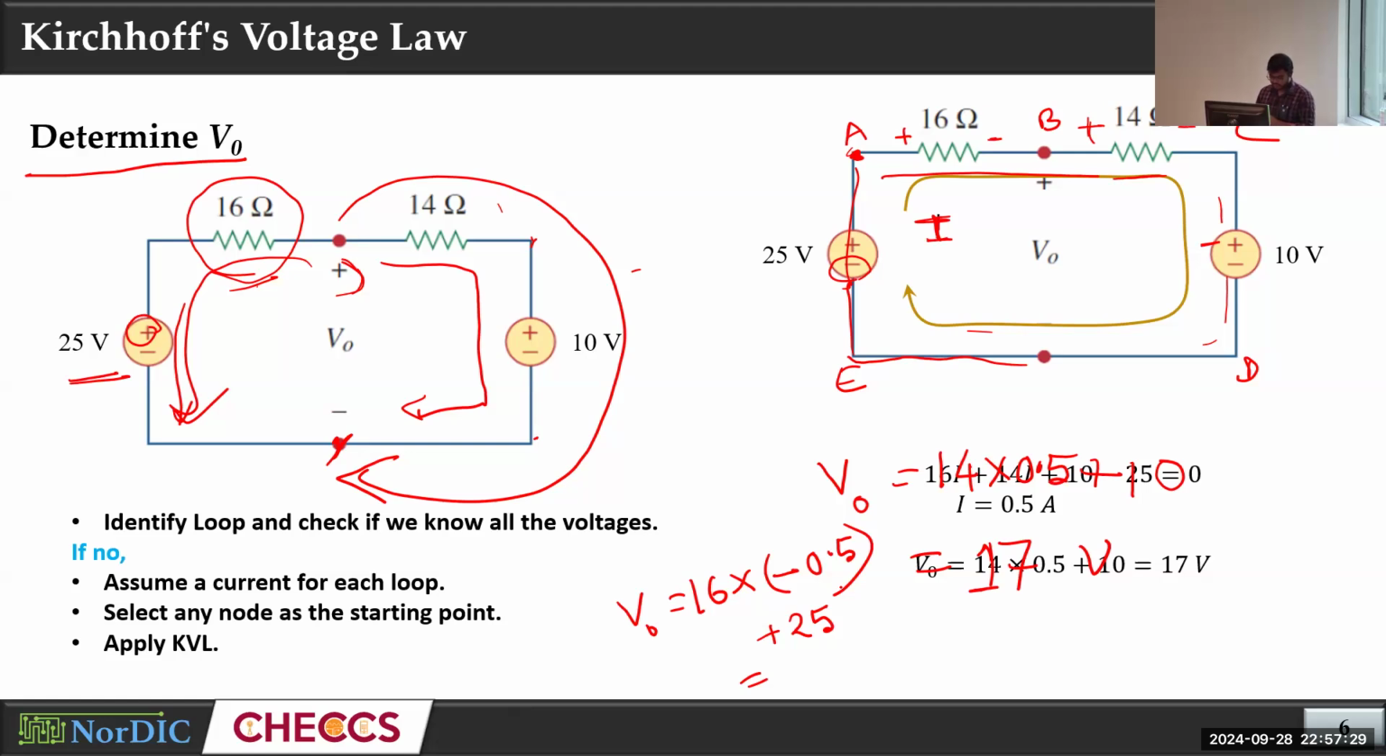Yeah, that was a good question. I actually missed that. So you can go either direction, but you will have to keep the direction of the current in mind. That's the most important thing that can change the calculation.